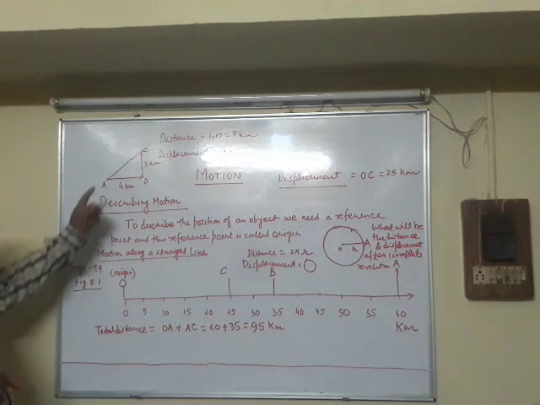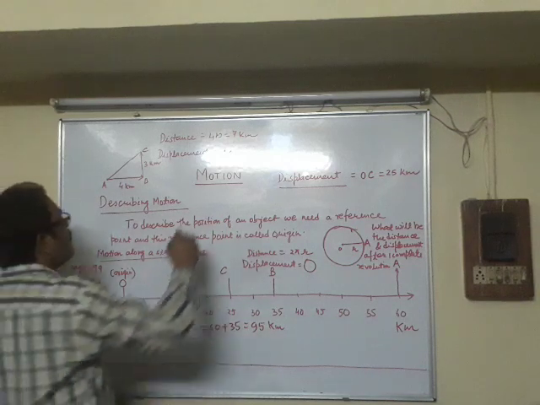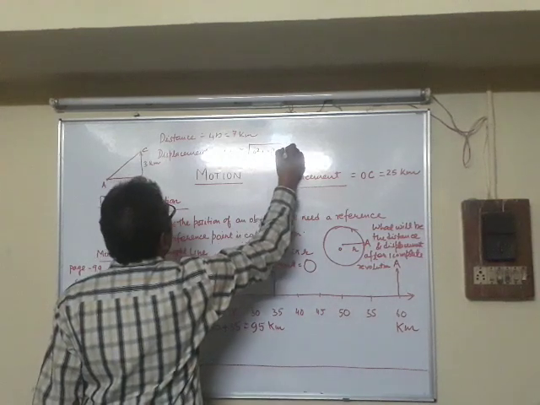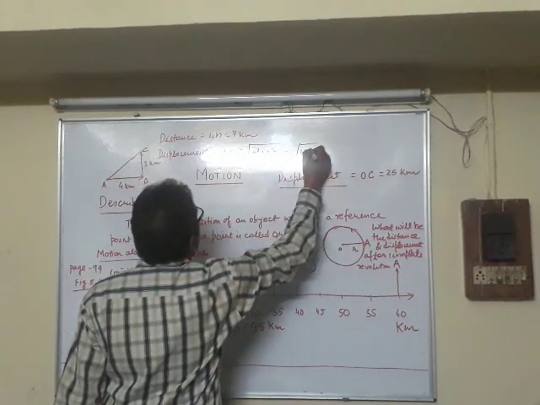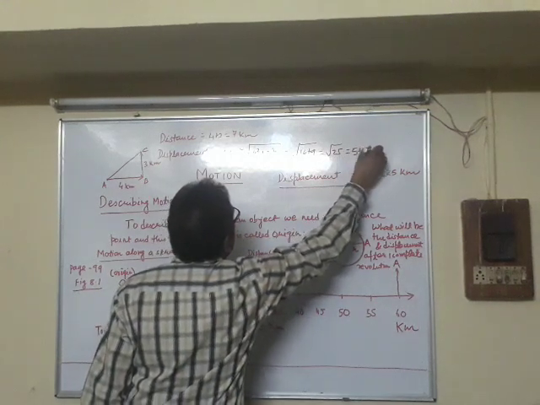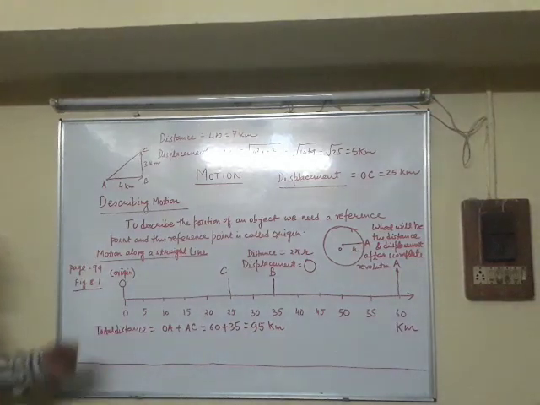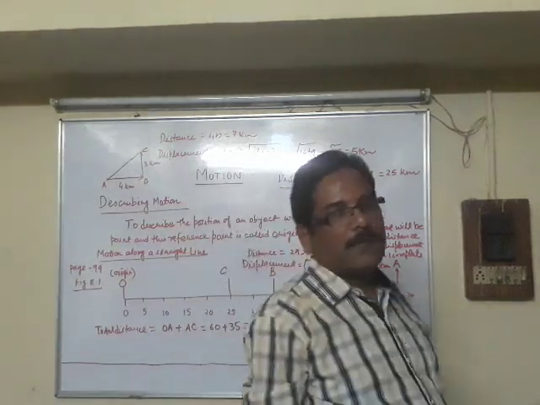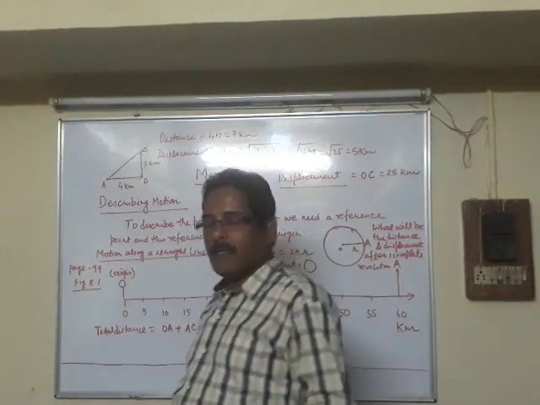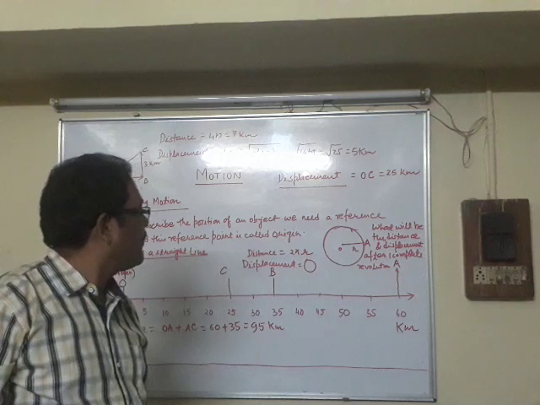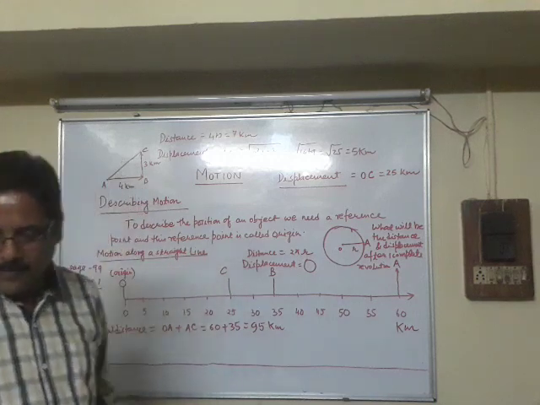Use the Pythagoras theorem to calculate AC. It will be root over 4 square plus 3 square. So it will be 16 plus 9, so root 25, so 5 kilometers. So you can get various types of questions based on distance and displacement. Now I have said something about scalar and vector quantities. So that is also an important topic to discuss here.